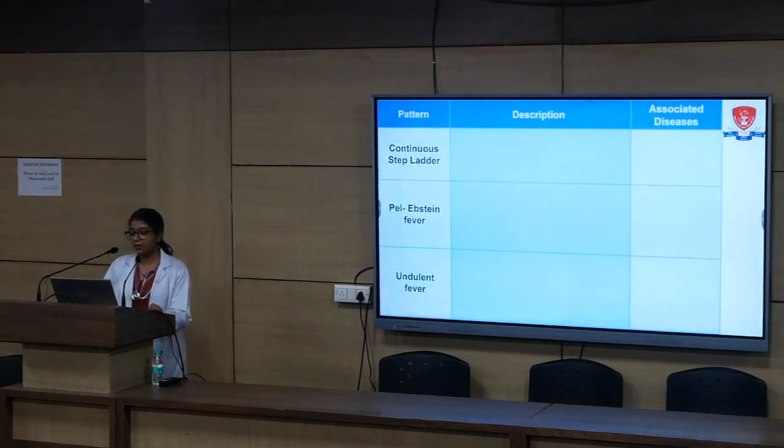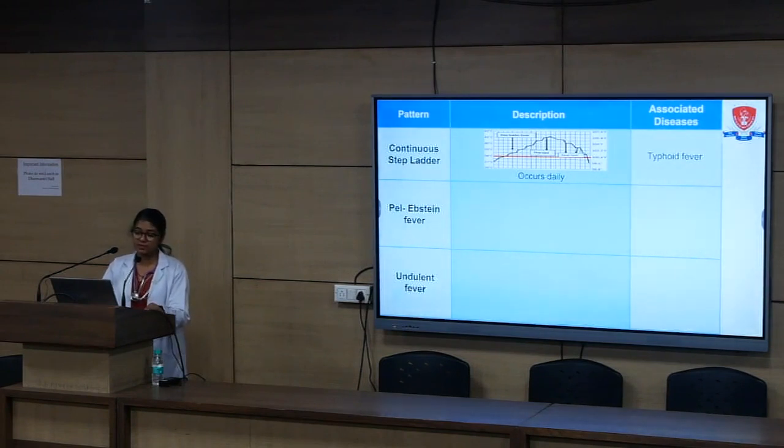We also have a few other named patterns which are associated with a particular disease. So we have a continuous step ladder pattern of fever. Can anyone tell me which disease this is commonly seen in? Typhoid fever, exactly. So this is one that has a gradual increase before we start therapy, and then a gradual decrease in the temperature.